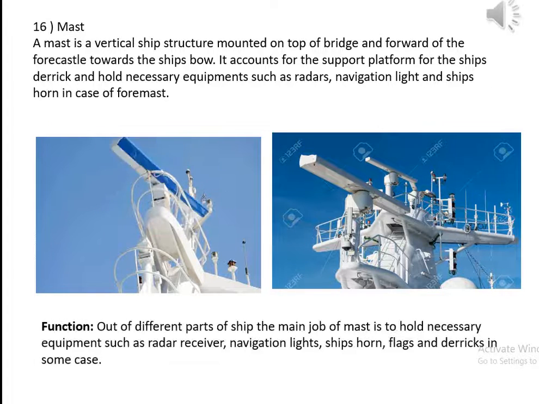Function. Out of different parts of a ship, the main job of the mast is to hold necessary equipment such as radar receiver, navigation lights, ship's horn, flags, and derricks in some cases.